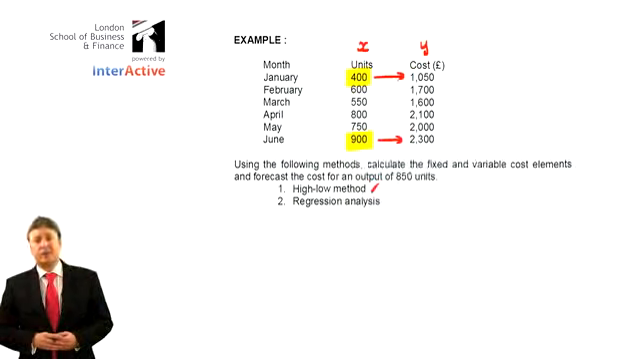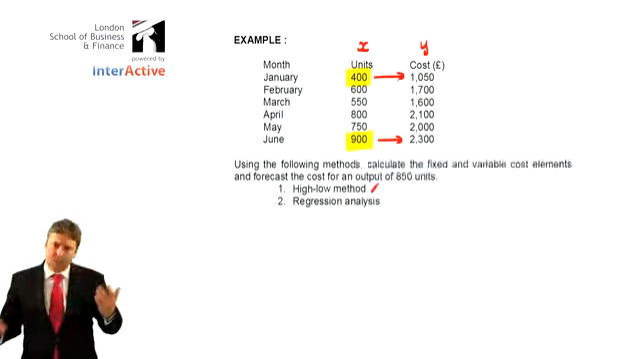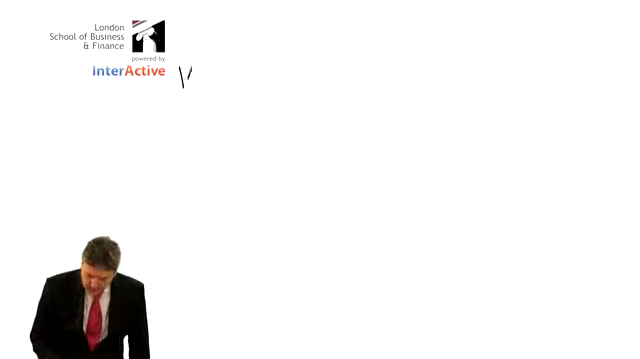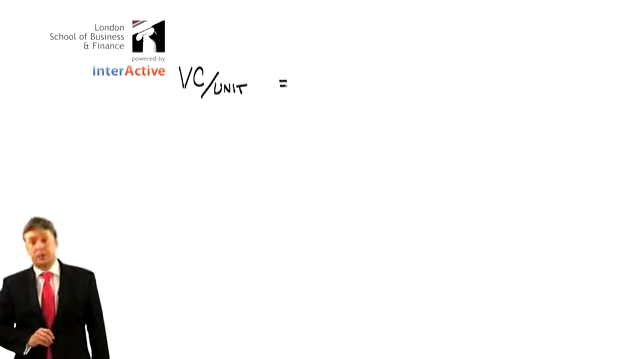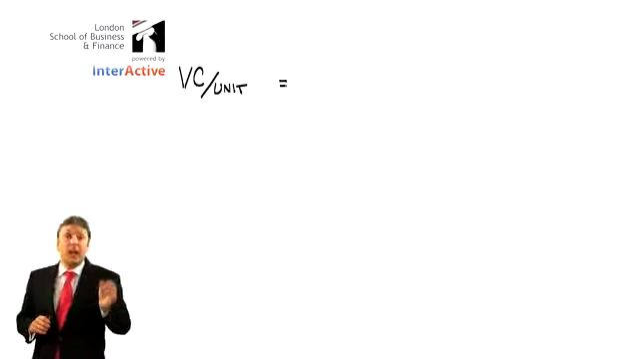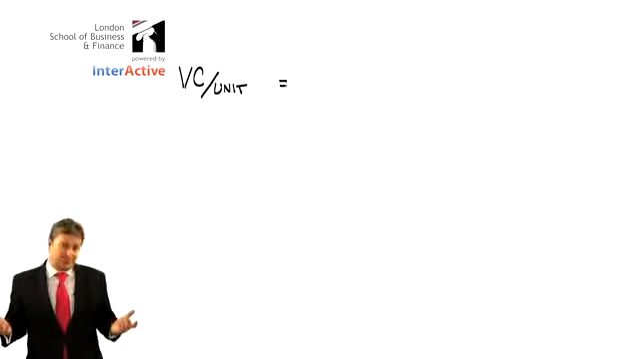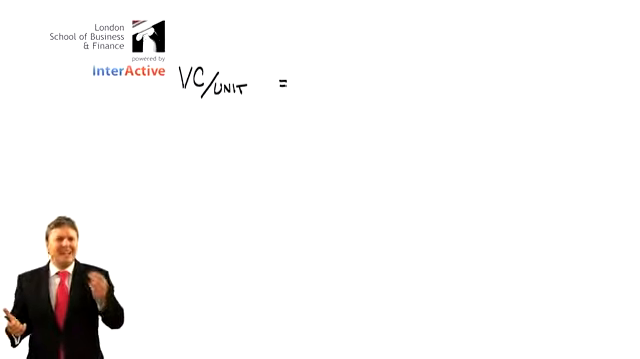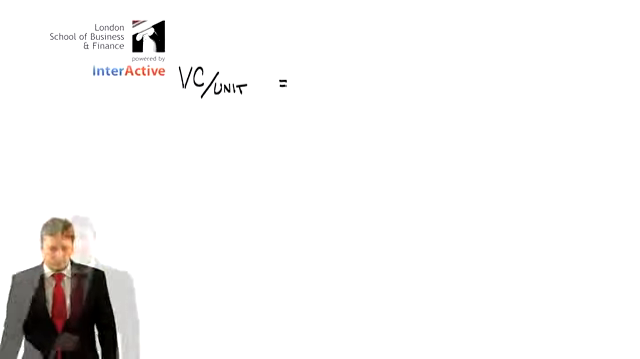So before we go any further, should we just play around with those and see how high-low will get us an answer? I've said to you, first of all, I want a variable cost per unit. And to get the variable cost per unit, remember the assumption when we look at high-low is that any change in cost is due to a change in the level of activity. What I mean by that is that any change in cost must be a variable cost.